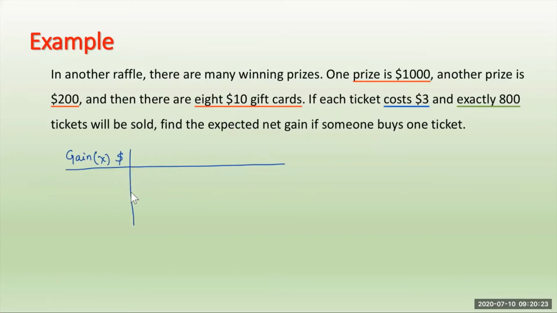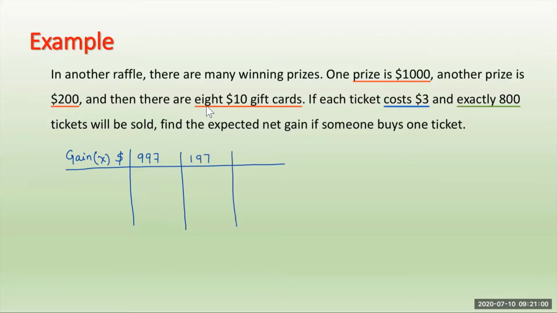Now, look at the first one here. They are selling this for $3 and they are giving back $1,000. So what is the gain there? 997, right? 997 is the gain. And then this one, they are selling it for $3, but they are giving back 200. So 197 is the gain.